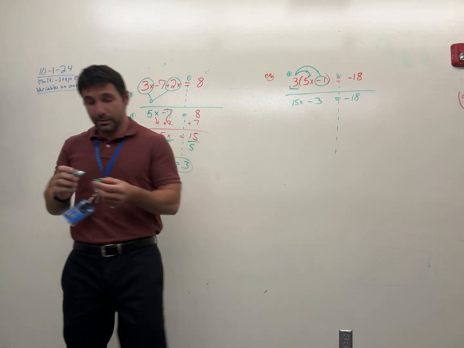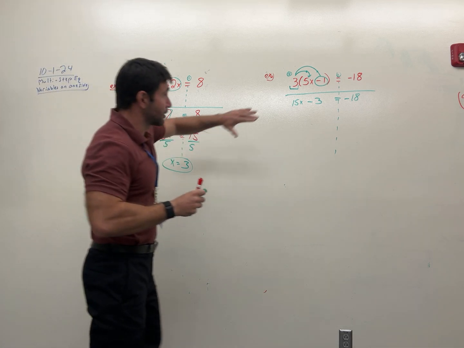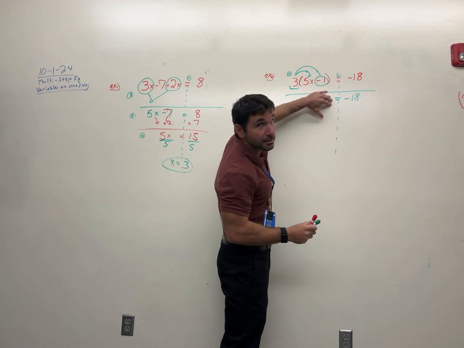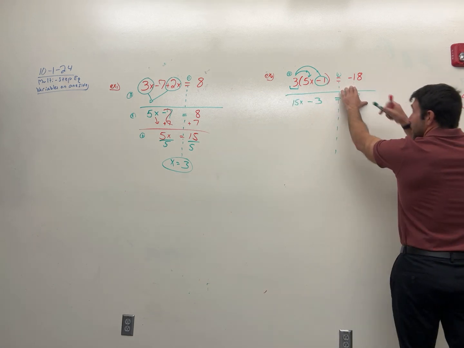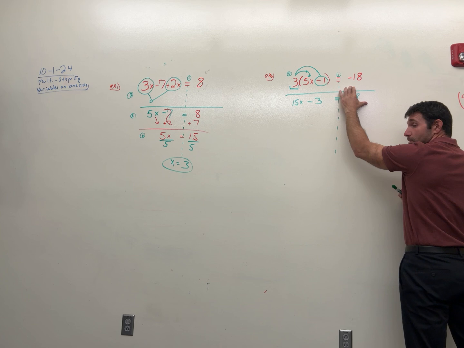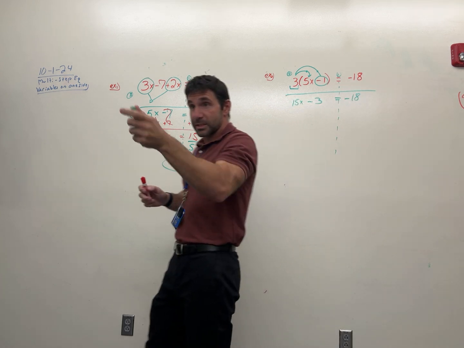Alec, what's step 3? No, look at your sheet. What does step 3 say? Combine like terms on the same side. Okay, let's look on this side. I have a negative 18. Well, there's nothing else there, so nothing to combine. How about on this side? Can I combine 15x and negative 3? No. Okay, then we're done with step 3. What's step 4, Isaac?